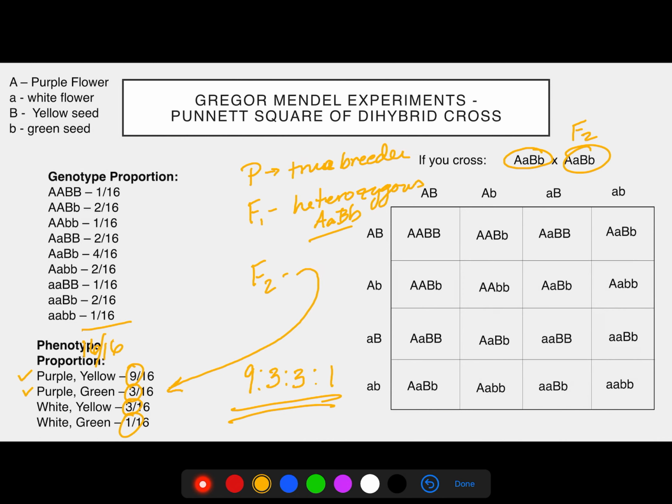So let me show you the purple yellow. These guys right here, I'm going to mark in purple over here. So this guy will be purple yellow, purple yellow, purple yellow. So all the way through.